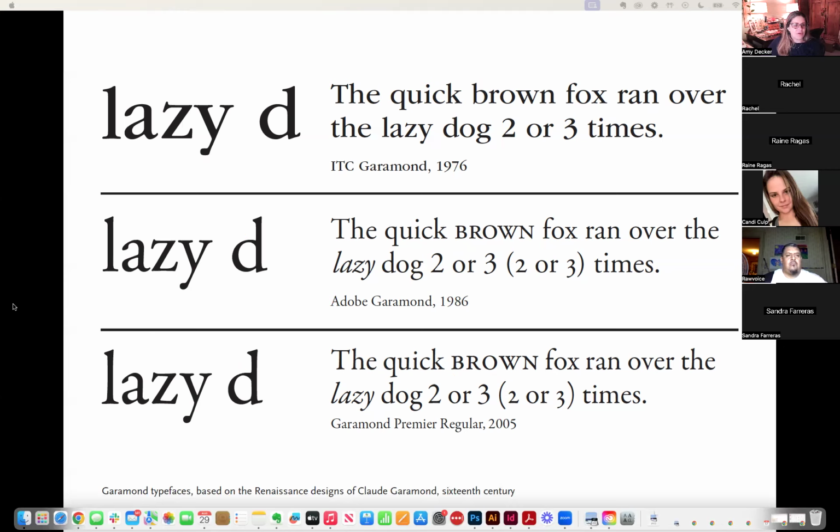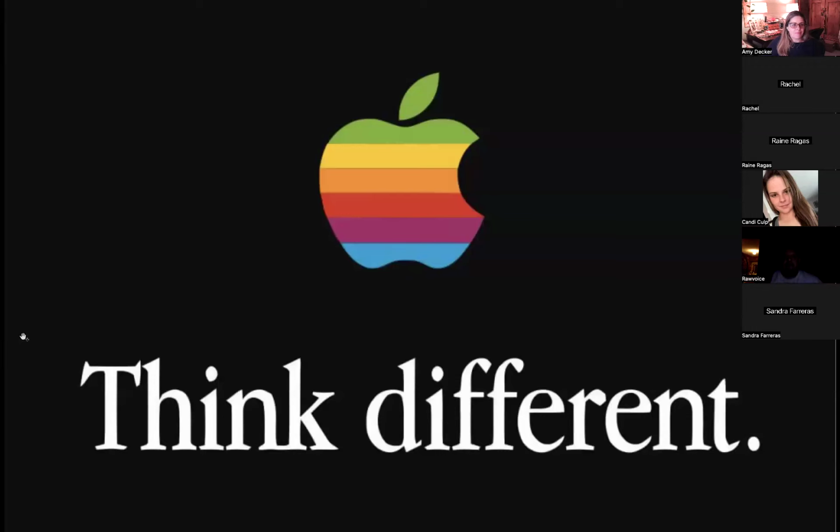I think I've got to turn off the drawing tool. Okay. Here is an example of Adobe Garamond in use.